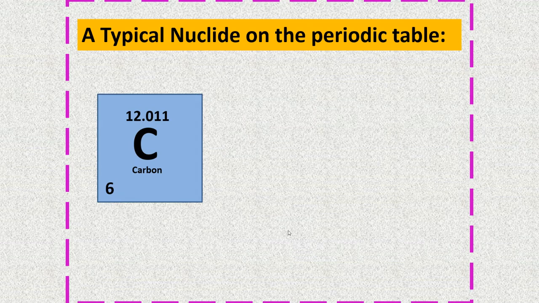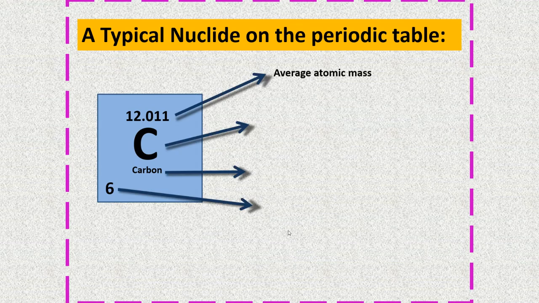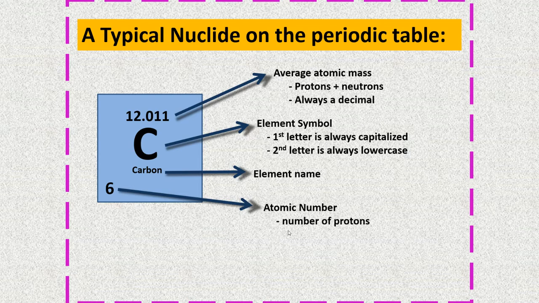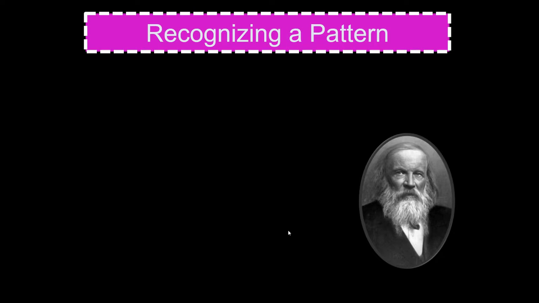All right, so anytime you have a periodic table, you're going to see one of the squares. And the squares generally look the same, where you've got the average atomic mass, and remember that's the average of all of the known isotopes. We talked about that being the protons and neutrons, but it's an average. You have the element symbol. The first letter is always going to be capitalized. The second will be lowercase. Make sure you understand that. You have the element name and you have the atomic number. And the atomic number is going to represent the number of protons in an atom. In a neutral atom, it will represent the number of electrons.